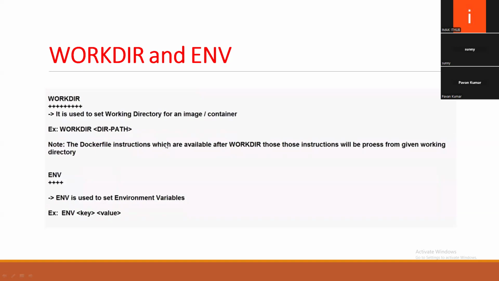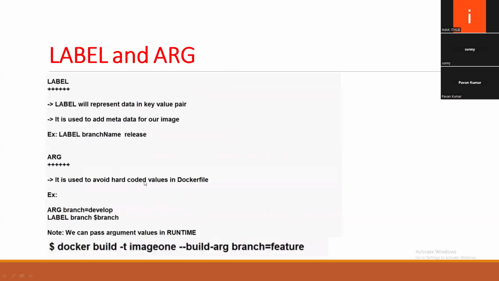Yeah, guys. So WORKDIR, right? It is used to set the working directory for an image. So it is creating the working directory. ENV is used to set the environment variable. ENV key and a value, right? LABEL and ARG. LABEL will represent the data in the key value pair.